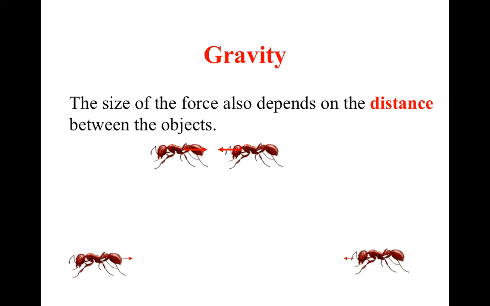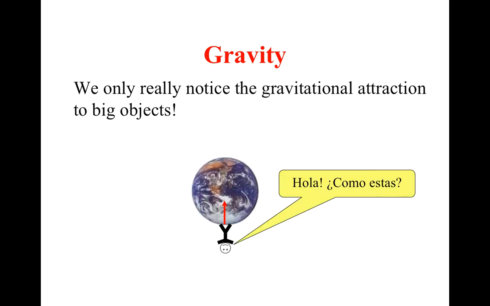The size of the force also depends on the distance between the objects. So the closer objects are to each other, the bigger they will feel the effect of the force. But you might be thinking, I don't feel gravity between the person sitting next to me or me and my chair. Well, we only really notice the gravitational attraction to big objects, like planets, like shown in my diagram here.